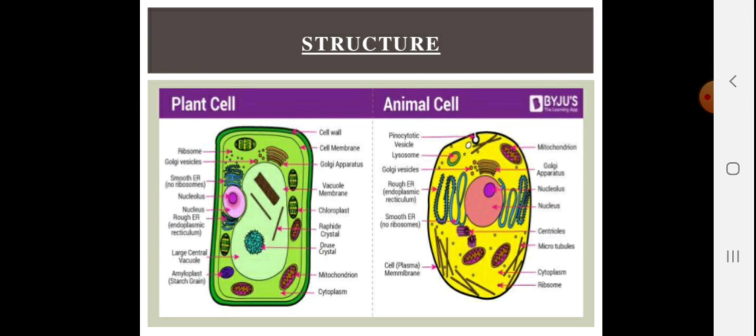Let's see the basic structures of the plant cell and the animal cell. I hope you have understood about the cell organelles in detail. So, kindly refer to all the cell organelles and try to draw the plant cell and animal cell, label them, as well as figure out the differences and similarities between plant and animal cells.